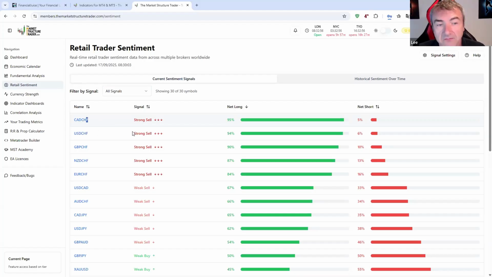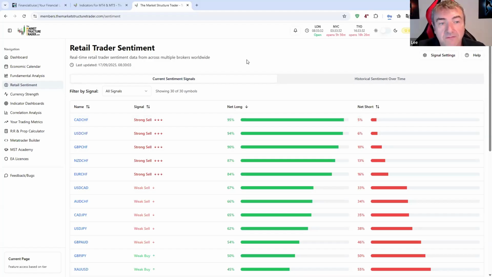What it shows us here is for the CAD Swiss, for example, 95% of traders are currently long, which means that we want to be selling it, because typically what happens is when the retail crowd are strongly focused on one direction, the market typically moves the other way, because, as we know, 60 to 70% of retail traders lose. They get it wrong. That means there's more chance of the market going in the opposite direction to what the general populace is doing. Over here, we have a historical retail sentiment, which I'll cover in a sec.